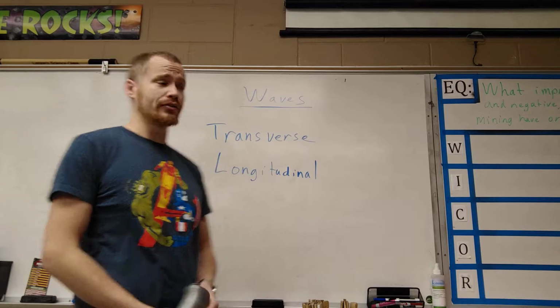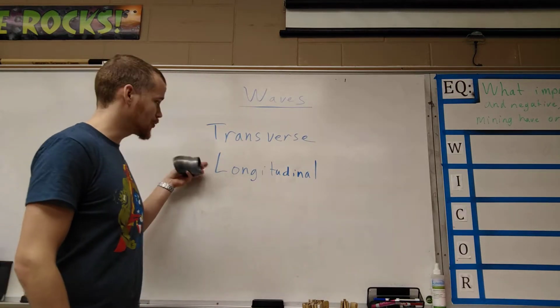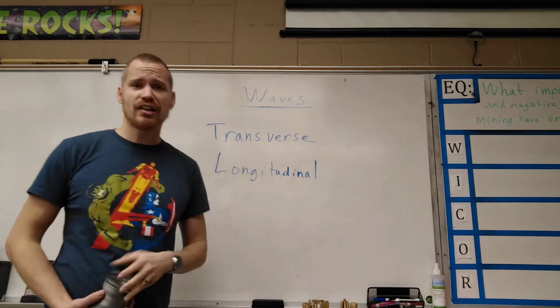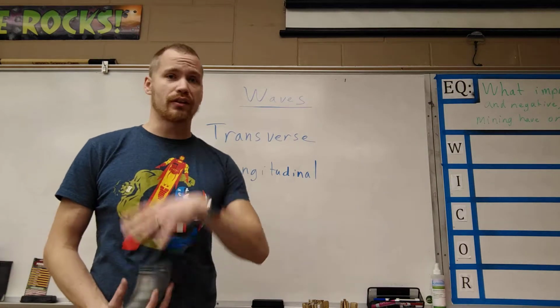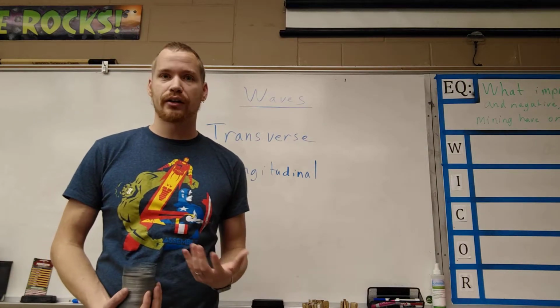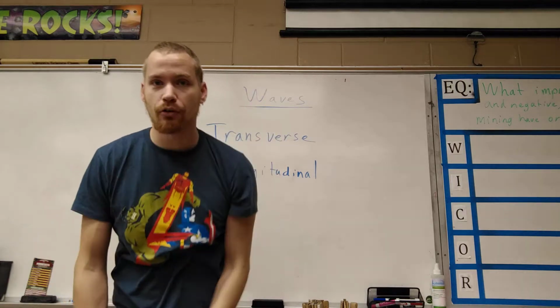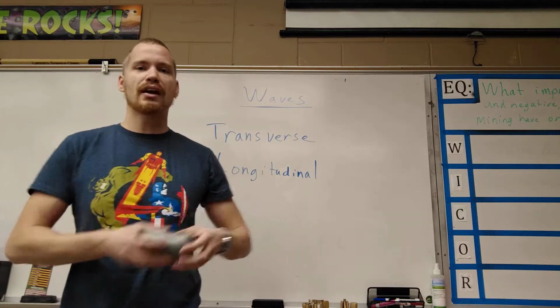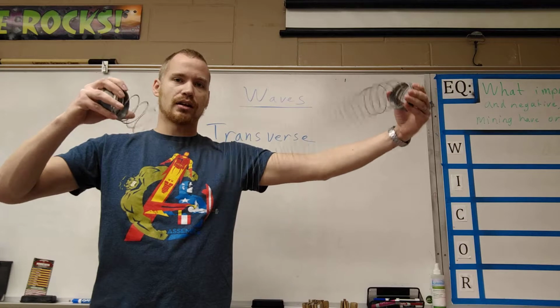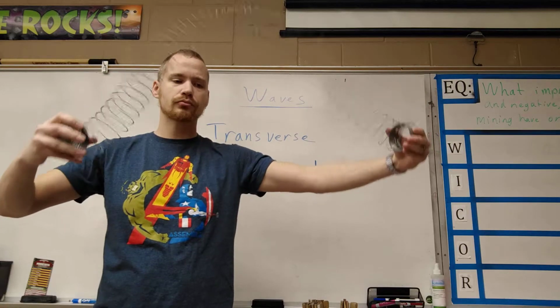There are two different types of waves. We have our transverse waves and we have our longitudinal waves. Transverse waves are what you commonly think of when you think of wavy water or a wave in a crowd where everybody stands up and throws their arms up. Okay, this type of wave tends to look something like this.